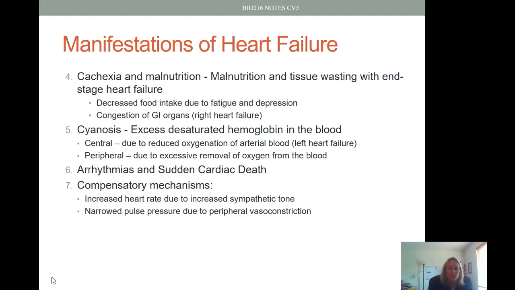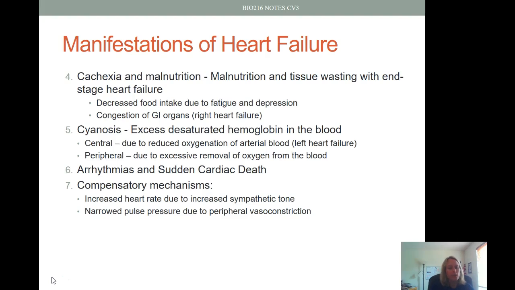Central cyanosis can occur due to reduced oxygenation of arterial blood in left heart failure. So remember, with left heart failure, we can get pulmonary edema, and that would reduce the oxygenation of the blood. We can see peripheral cyanosis, and this is due to excess removal of oxygen from the blood, and this is when we have a slow or sluggish blood flow through the circulation. Arrhythmias and sudden cardiac death.